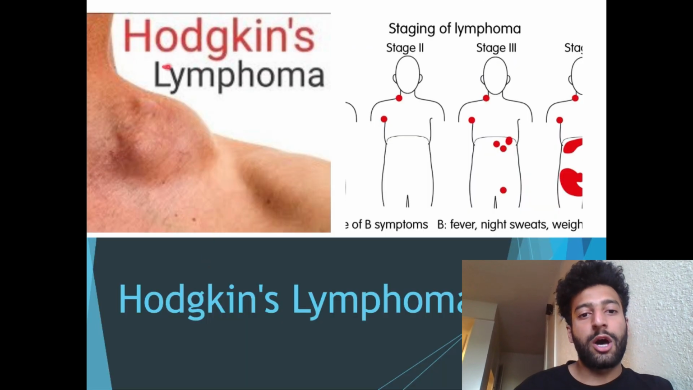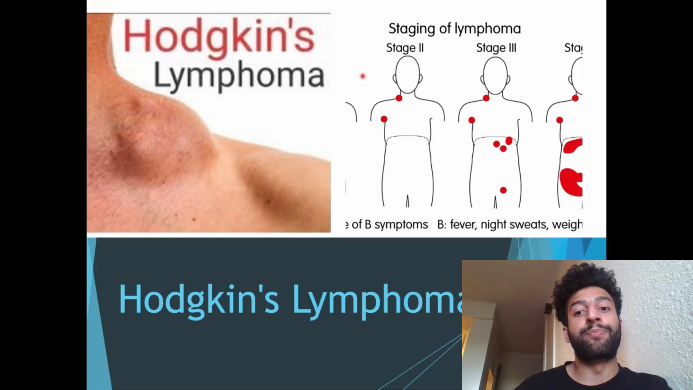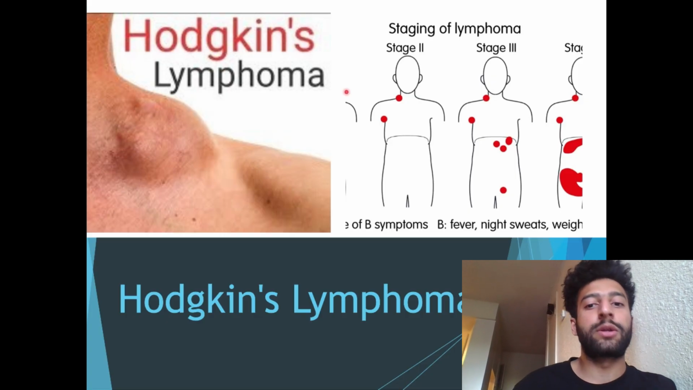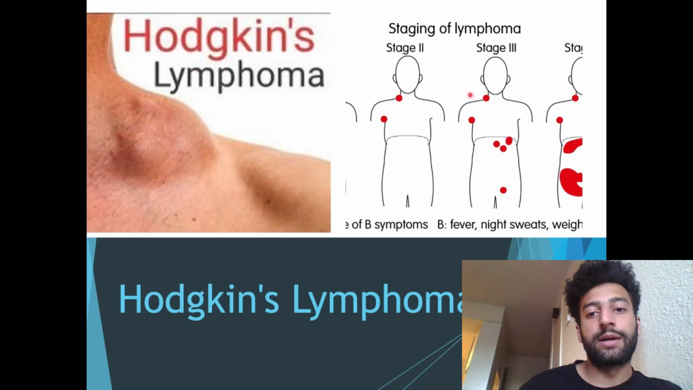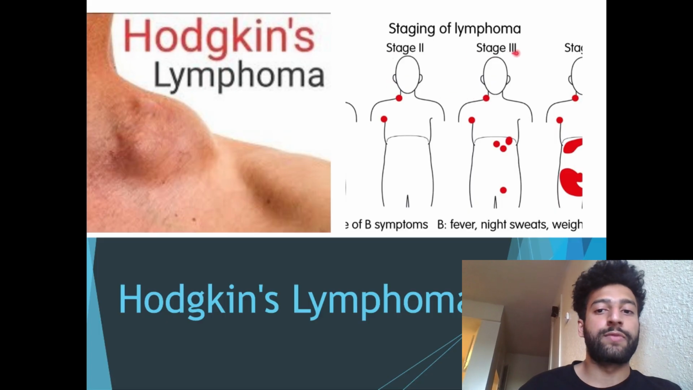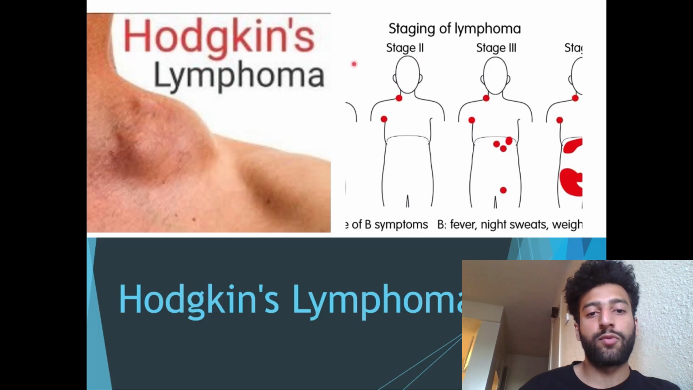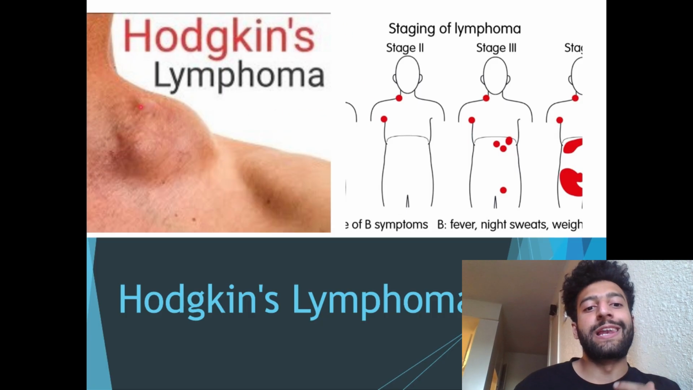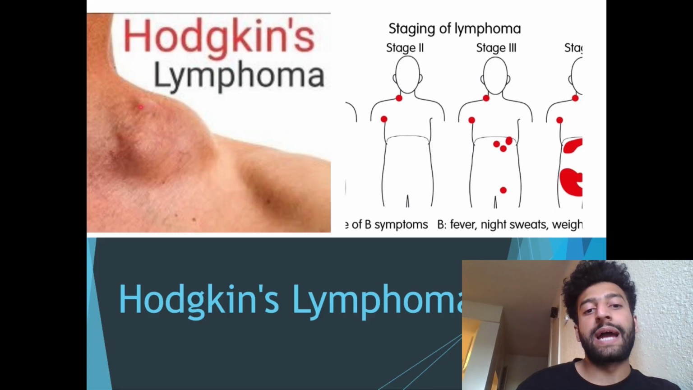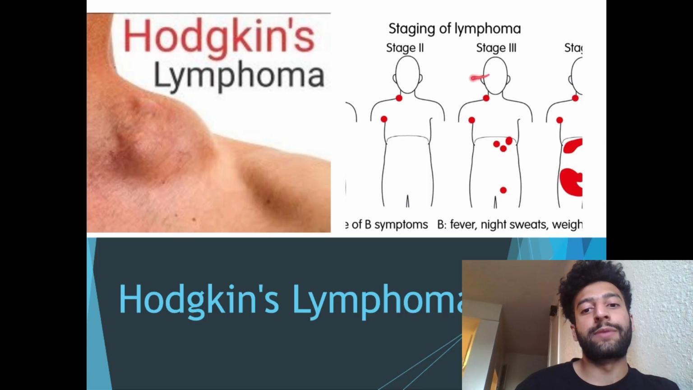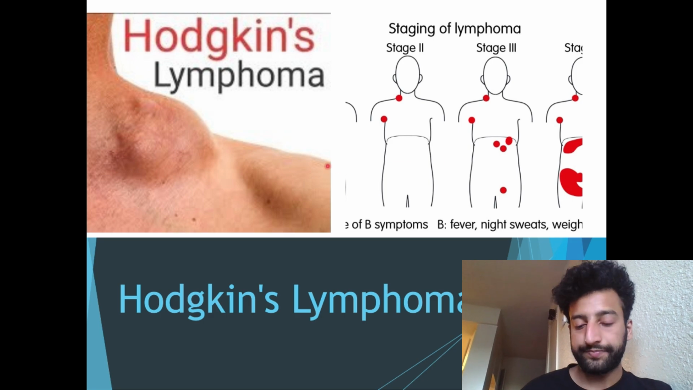As you can see, the hallmark of the cancer is that it metastasizes. It means that it spreads to other body organs. That is represented by the stages of lymphoma: stage 2, stage 3, and stage 4. In Hodgkin's lymphoma, as you can see in this picture, the lymph node is really inflamed and enlarged. If that is not treated, it will spread to other organs and cause other complications.